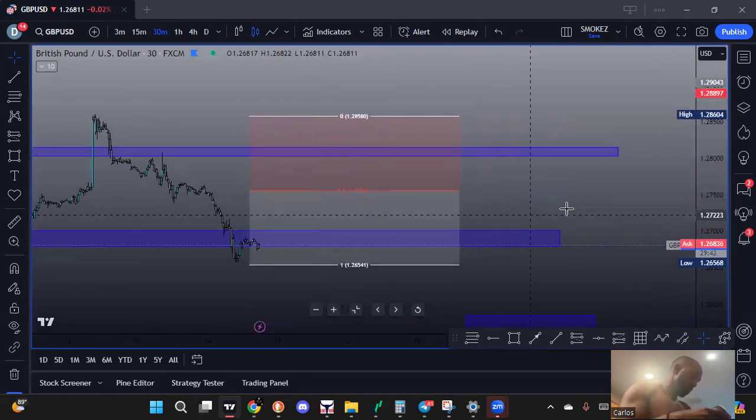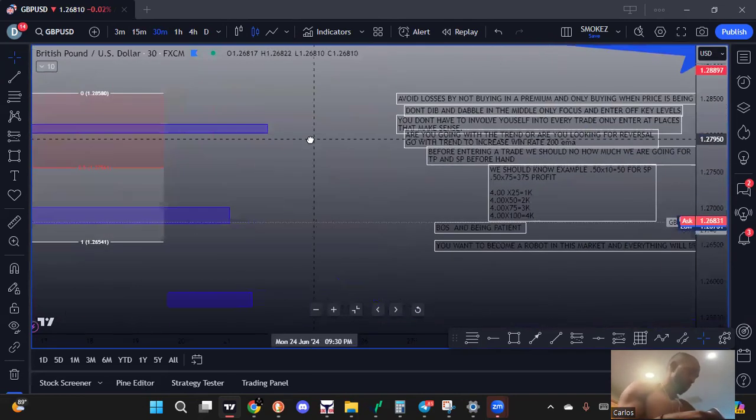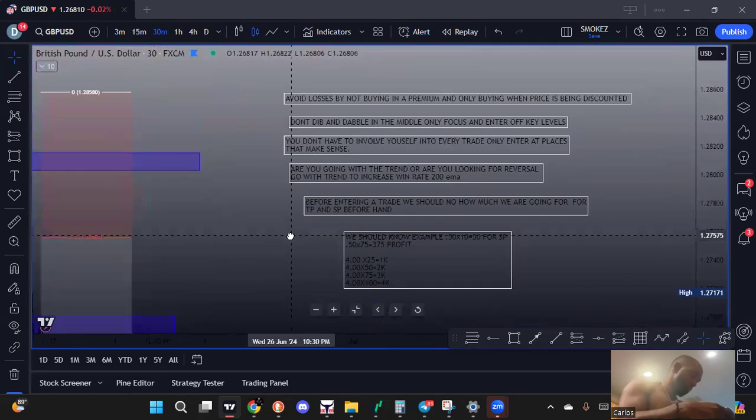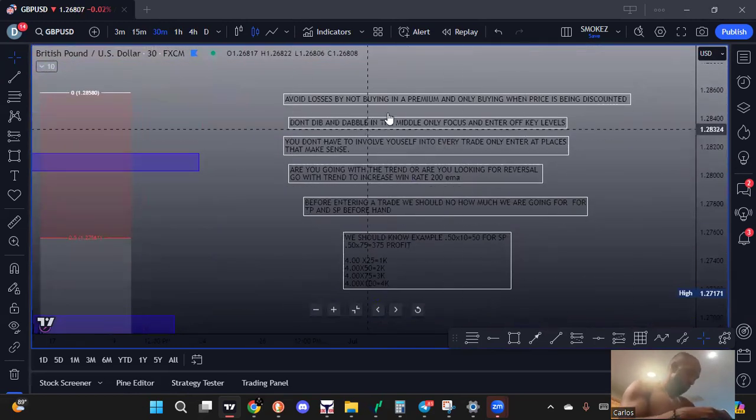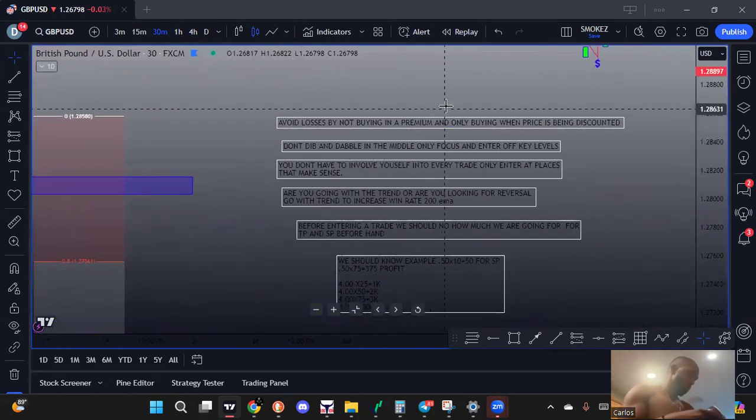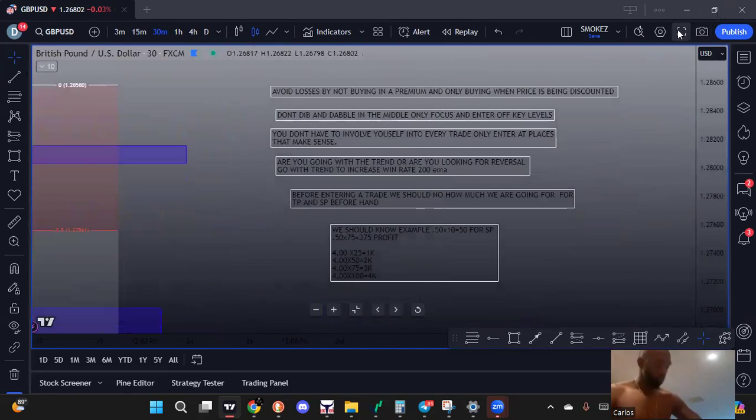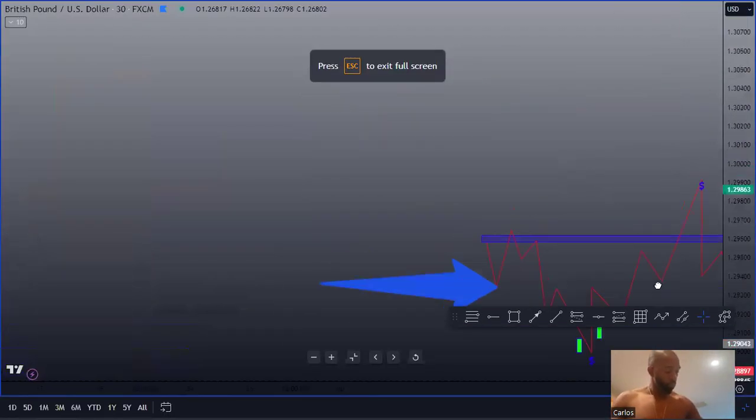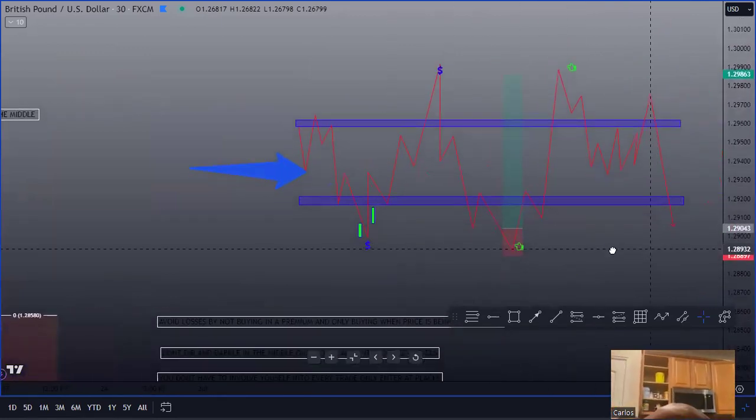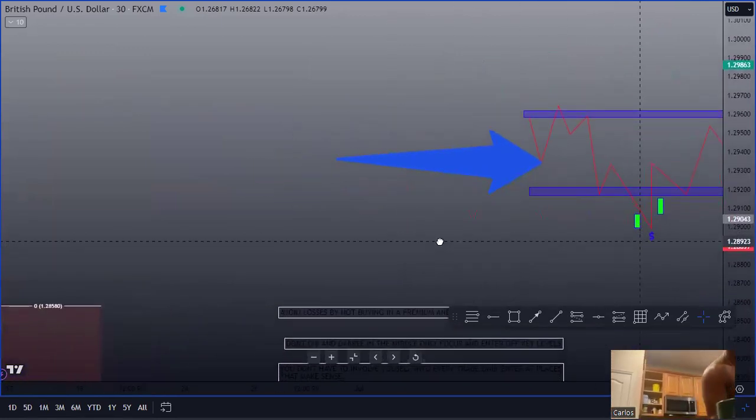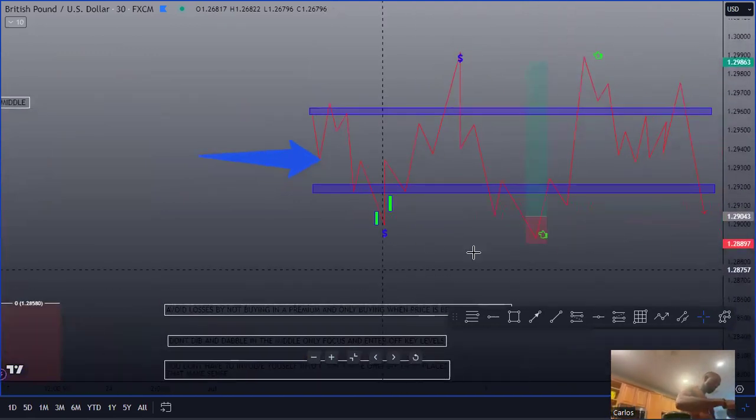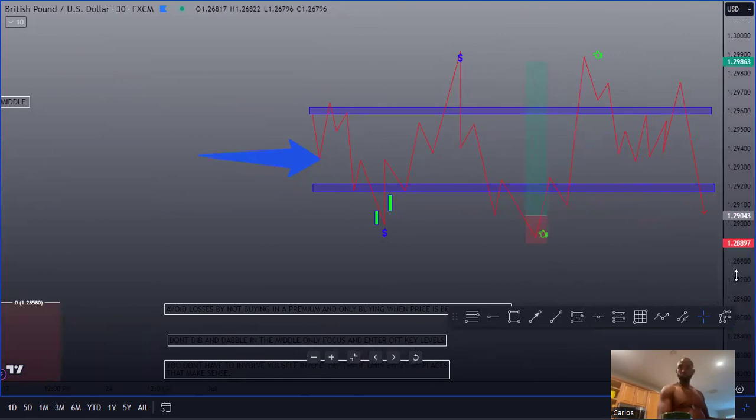All right. So now that y'all understand that, I told y'all already, don't dib and dabble in the middle. That was the example that I just gave. Y'all understood that? But just in case y'all didn't, here you go right here. This is it right here. I made an example for y'all. See, this is what I mean when I say don't dib and dabble in the middle.